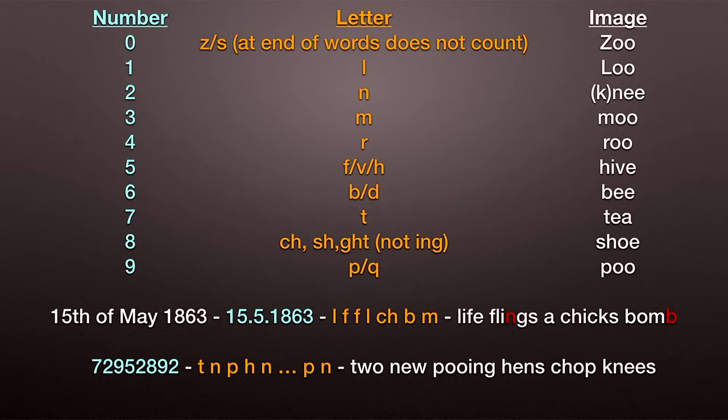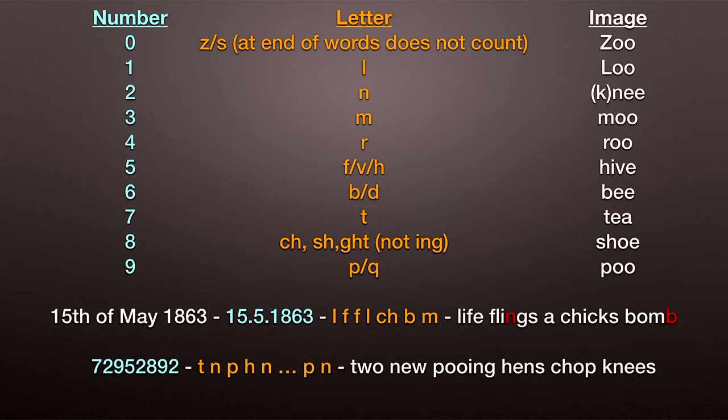The zero, we said Z or S, but not at the end of the word, because so many words end in S. And when we make sentences, we're going to put S's on to make sense, and therefore it doesn't count at the end of the word. Zero, Z, zoo. One, L, loo. Two, N, knee. Three, M, moo. Therefore, my image is a cow. Four, R, roo. From kangaroo, my image is Roo from Winnie the Pooh.